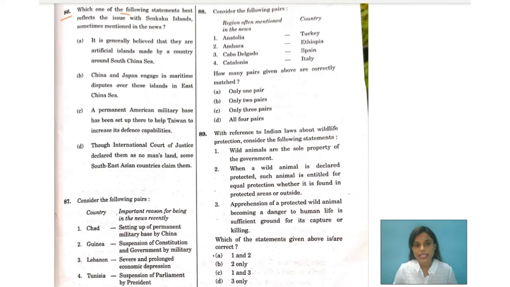All right, so let's start with the UPSC question paper for the year 2022, and this is for Paper 1, which we call the General Studies paper. Today we are going to solve from question number 86 till 90.